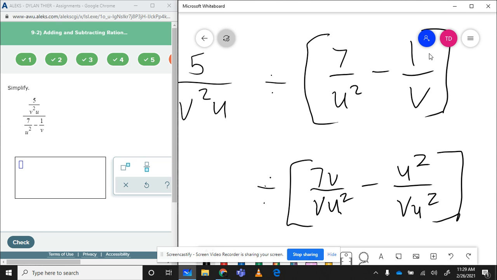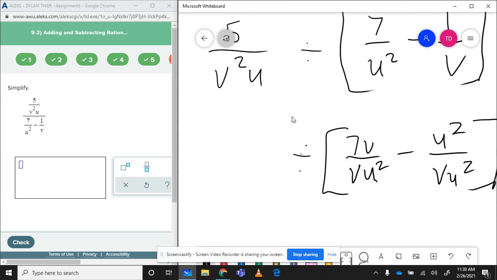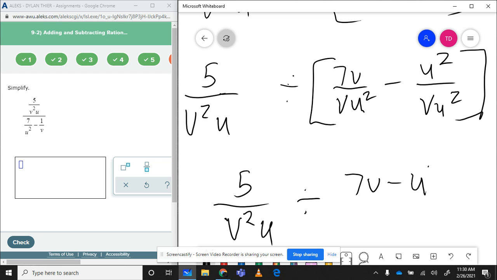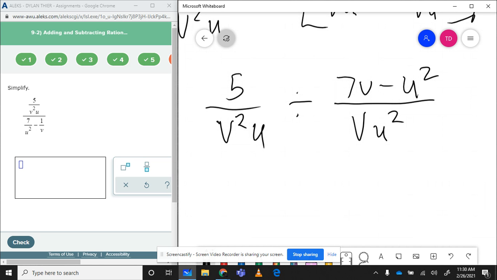Okay, so I've multiplied the right side by u squared over u squared. I've multiplied the left side by v over v. That allows me to put those ones together. Let's just get this back. So 5 over v squared u divided by that guy, which is 7v minus u squared. Nothing to simplify there. Over v u squared. Okay. Now we can flip it and turn it into multiplication.